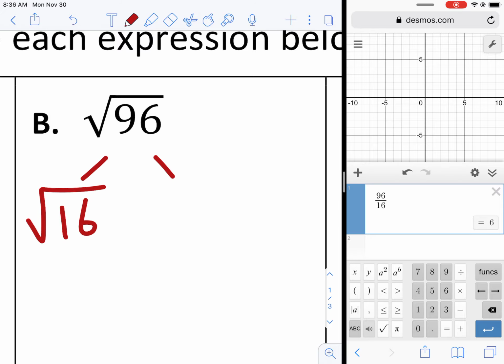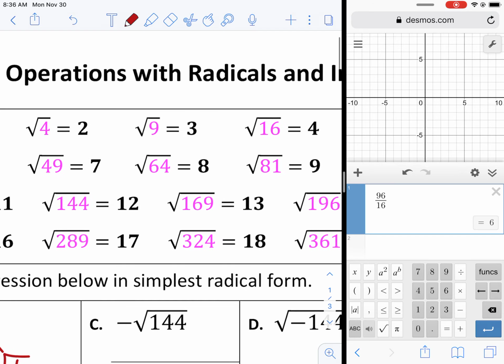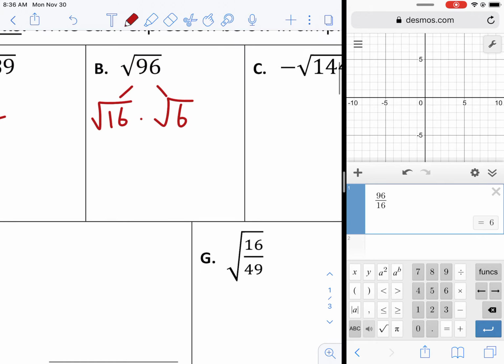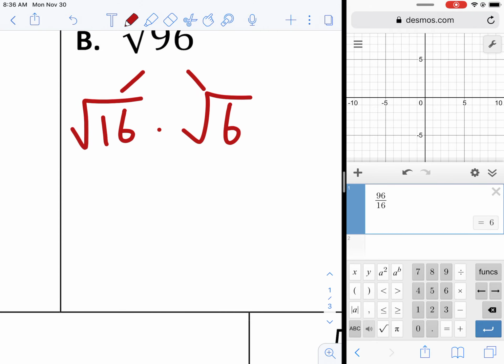So we've got square root of 16 times square root of 6. Now remember, the square root of 16 is 4. That's why we wanted to break it up with a perfect square in the first place. So the square root of 16 is 4. And then we have radical 6, so our answer is 4 radical 6. And that's kind of what you're doing for these problems.